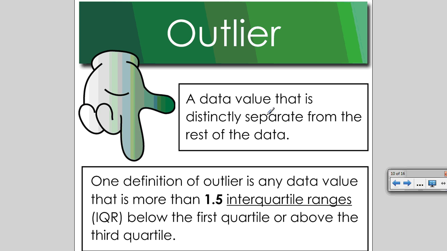An outlier is a data value that is distinctly separate from the rest of the data. One definition of an outlier is any data value that is more than 1.5 interquartile ranges, or IQRs, below the first quartile or above the third quartile. That would be an outlier.